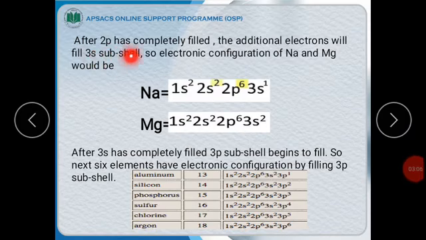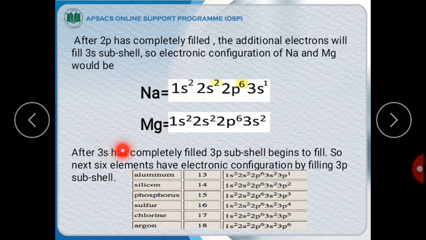After 2p has completely filled, the additional electron will fill the 3s subshell. So the electronic configuration of sodium is 1s2, 2s2, 2p6, and the additional electron goes in 3s1. These 2, 2, 6 and 1 represent the number of electrons. Magnesium is 1s2, 2s2, 2p6, 3s2. Here the 3s2 subshell is completely filled.